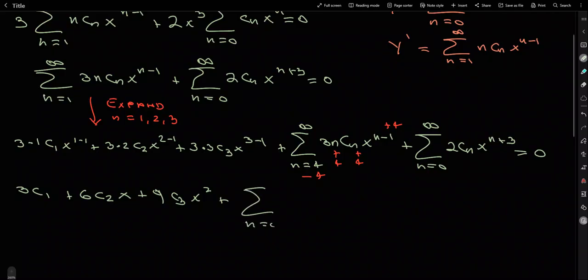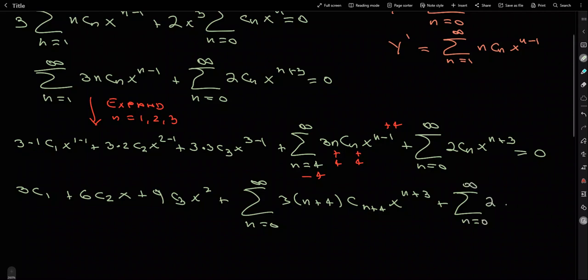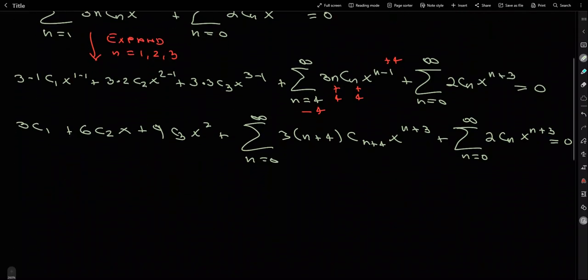Sigma n equals 0 to infinity, or rather, rewrite 3 times n plus 4 c sub n plus 4 x to the n plus 3, plus sigma n equals 0 to infinity of c sub n x to the n plus 3 equals 0. All right, well, now we can merge these two series into a single one.